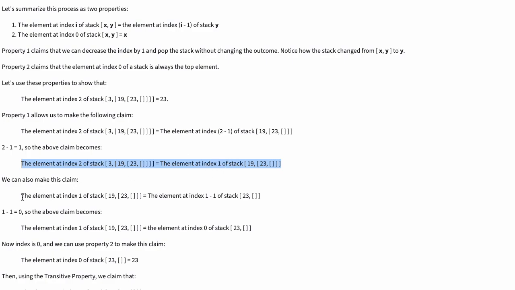We can also claim that the element at index 1 of stack 19, 23 is equal to the element at index 1 minus 1 of stack 23. 1 minus 1 is 0, so the above claim becomes the element at index 1 of stack 19, 23 is equal to the element at index 0 of stack 23. Now index is 0. And we can use property 2 to make the claim that the element at index 0 of stack 23 is equal to 23.